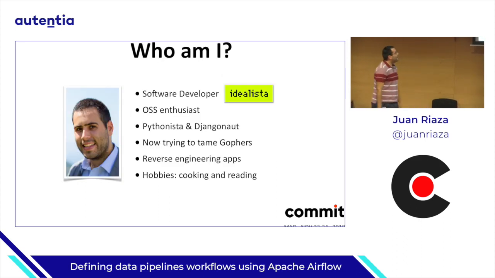So who am I? Well, I'm Juan Riaza. I'm a software developer at Idealista. I'm an open source software enthusiast. I'm a Pythonist and Django nerd. I've been working with Python for more than 10 years. And I'm trying to tame gophers, if you know about Golang. And I have a curious hobby. I like reverse engineering mobile applications. I sent another proposal for reverse engineering Android applications, but it was finally this one, the Airflow one. And I also have some normal hobbies such as cooking and reading.